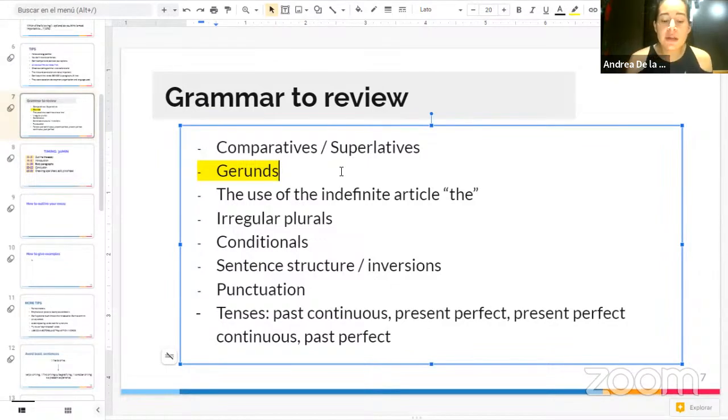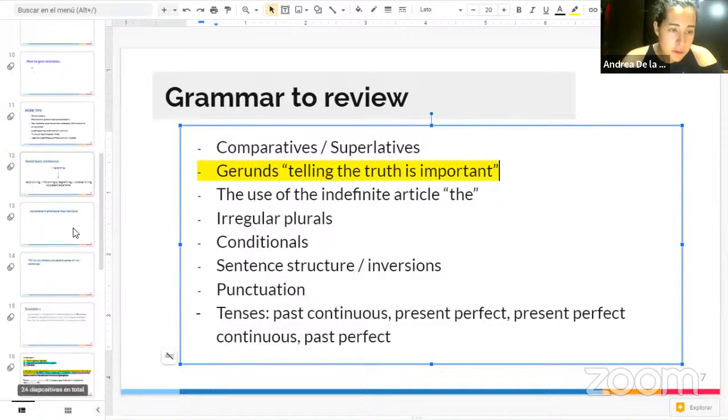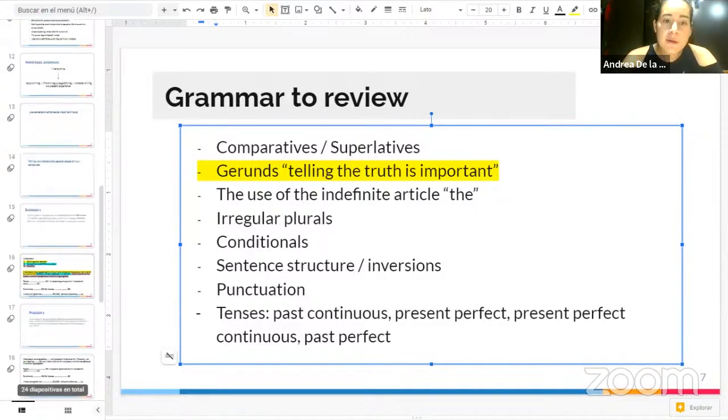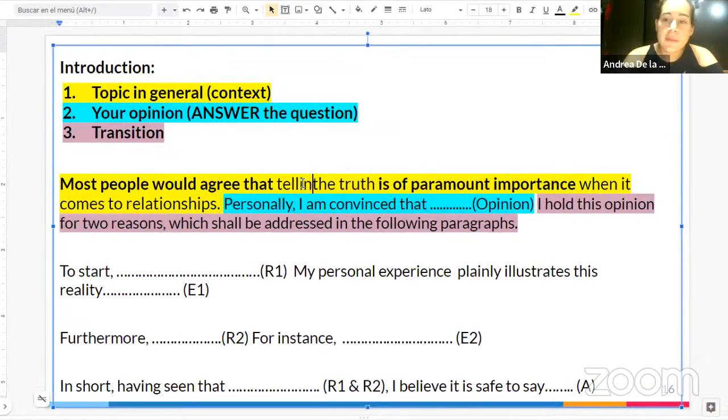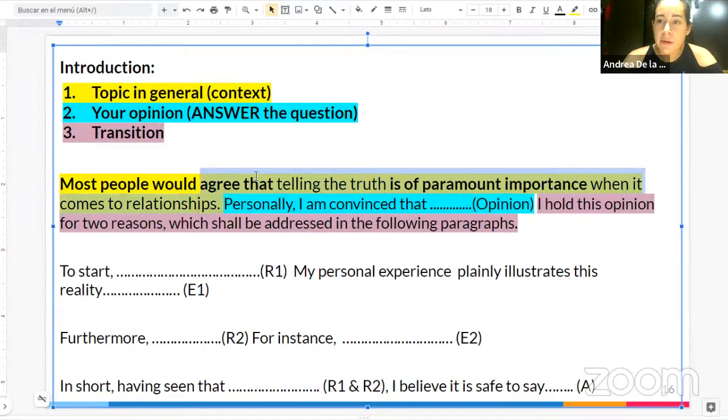But in English, when I'm talking about an action, porque en esa oración, decir la verdad es importante, estoy hablando de la acción de decir la verdad. Entonces, cuando hablo de una acción en inglés, tengo que usar un gerund. So instead of saying tell the truth, I have to say telling the truth is important. Okay? So that is a really important grammar point. You can look it up because you're going to use it a lot. Okay, so here we're going to say telling the truth is of paramount importance when it comes to relationships. Okay? Any questions about this so far?